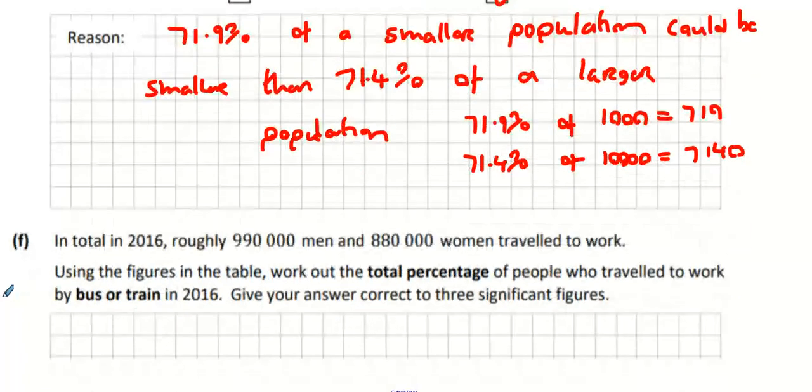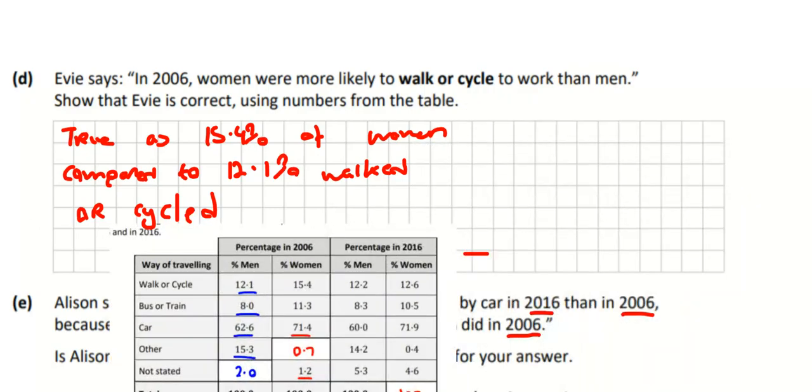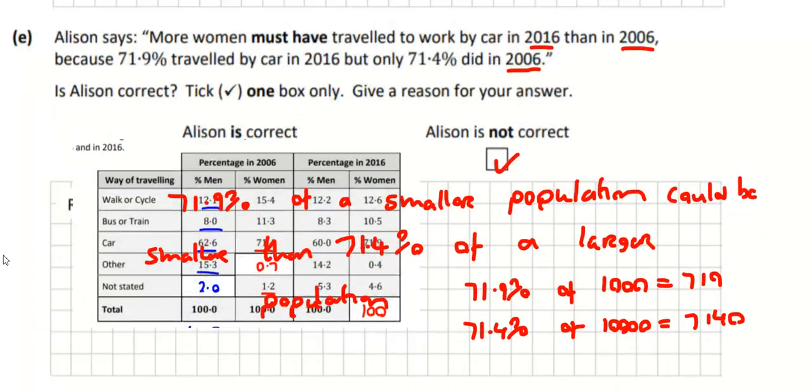Okay, F. In total, in 2016, roughly 990,000 men and 808,000 women traveled to work. Using the figures in the table, work out the total percentage of people who traveled to work by bus or train in 2016. Correct to 3 significant figures. Okay, so correct to 3 significant figures. Okay, let's get on that. Okay, so let's have a look at the table. So what do we have on our table here? We have, bring it down.